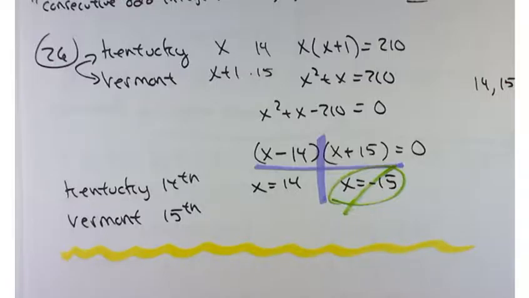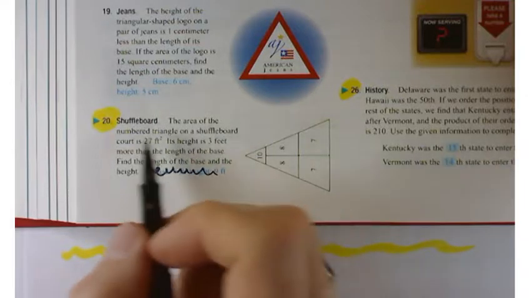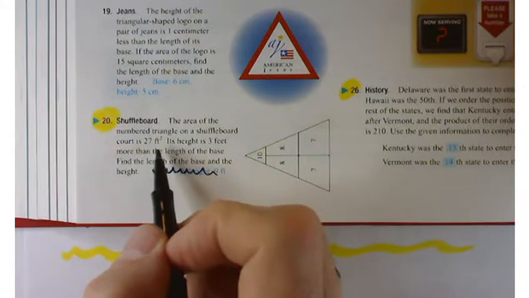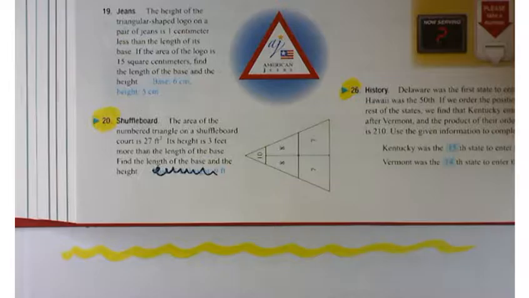So, all right. LeBaron? No, okay. All right. Let's keep going then. A couple more here. Problem number 20 is a shuffleboard problem. The area of a numbered triangle on a shuffleboard court is 27 feet squared. Its height is 3 feet more than the base. Find the length of the base and the height.